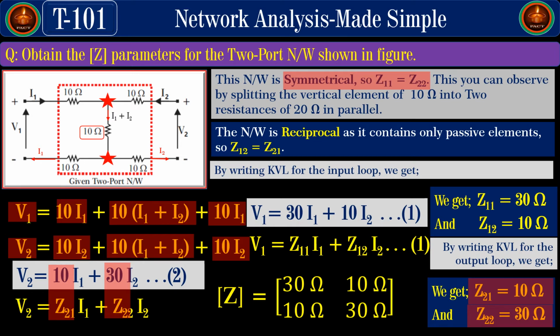Now, think about what we discussed before solving this network. We understood that the network is symmetrical, so Z11 is equal to Z22 is equal to 30 ohm. Similarly, the network is reciprocal, so Z12 is equal to Z21 and is equal to 10 ohm. So this is how you have to check after you find the parameters of any two-port network, as a matter of fact.